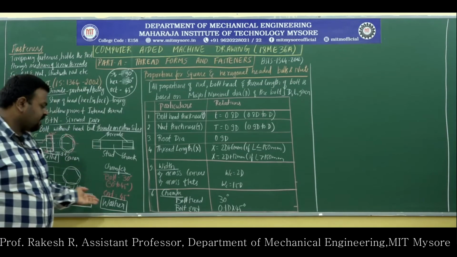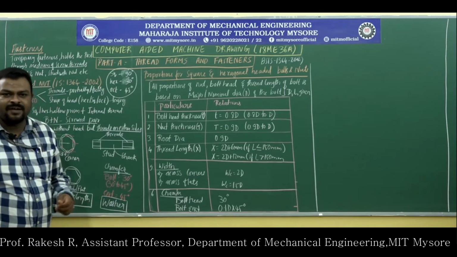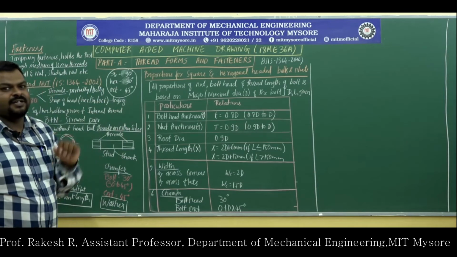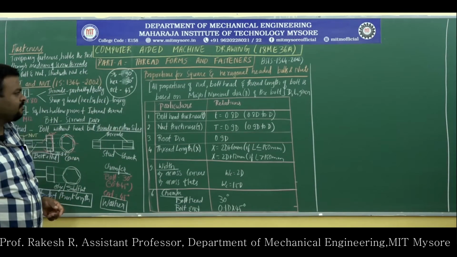Even washers are cylindrical surfaces. They are given in order to reduce the wear and tear of the bolt and nut. So this is a washer. The thickness of the washer is almost small.